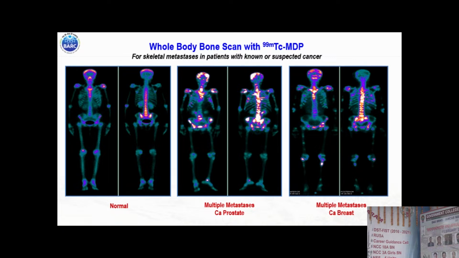Now, it is a phosphonate. You know our bone has a lot of calcium. So, due to the attraction between calcium and phosphonate, it goes to the bone. Now, this is a normal scan, you can see all the skeleton, rib cages, everything.